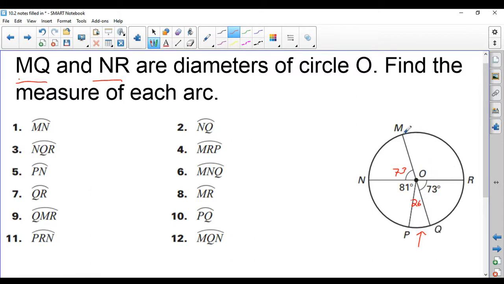And then if I wanted to find the measure of angle MOR, I have a diameter, so 180 minus the 73 is 107. And now that you know these central angles, you can find the measures of all the arcs. Arc MN is a minor arc, so it's equal to the measure of its central angle. Arc NQ, N to Q, is going to be equal to the measure of its central angle, which is 81 plus 26. This is going to be, oops, over here, 107.